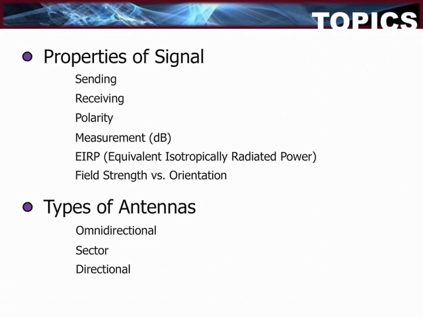EIRP, or equivalent isotropically radiated power, is a quantity of RF systems that typically comes into play when considering laws pertaining to the transmit power of radio transceivers. We will then discuss how the field strength of a signal can change at different orientations with respect to the transmitting antenna. Generally speaking, there are three types of antennas used in 802.11 wireless systems: omnidirectional, sector, and directional antennas. We will see how each of these differs from the rest.